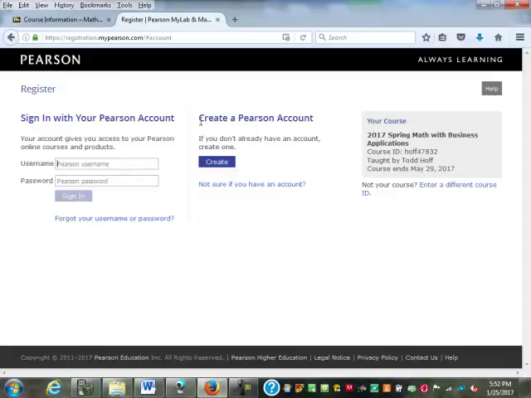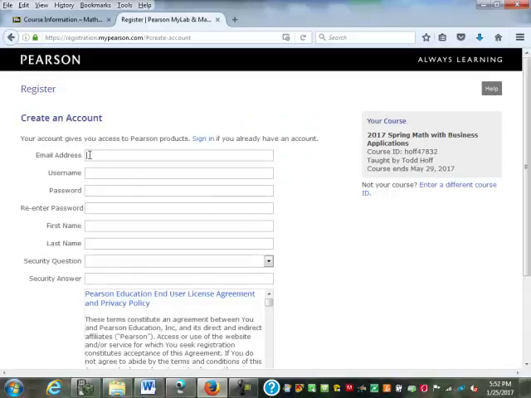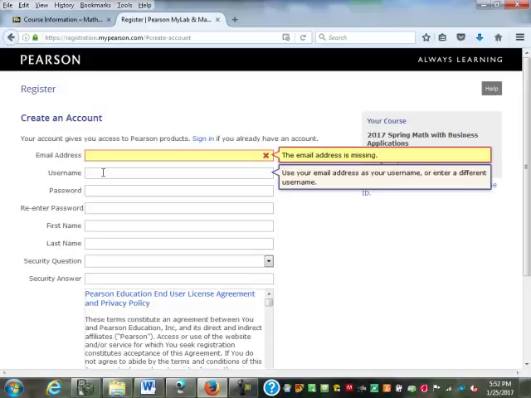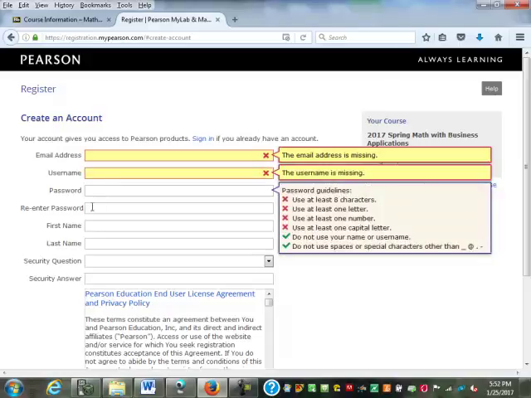If you have never used my math lab before, if you don't have an account, you'll click create. You're going to put in your email address. Again, I highly recommend you use WITC's email address. Create a username and a password. Make sure you write these down.